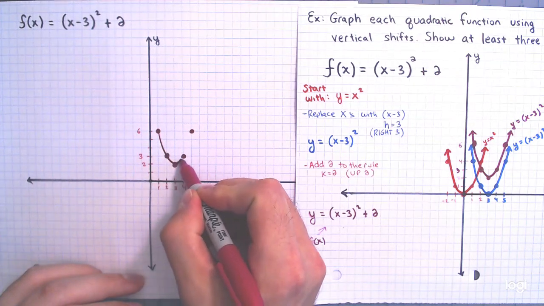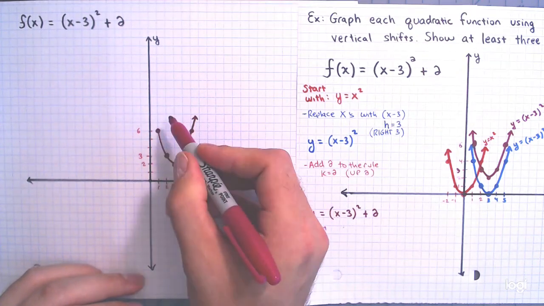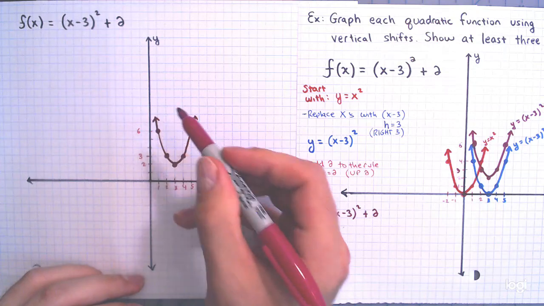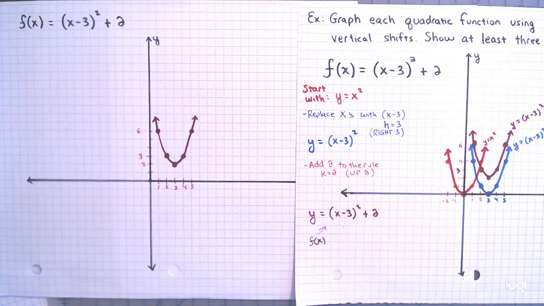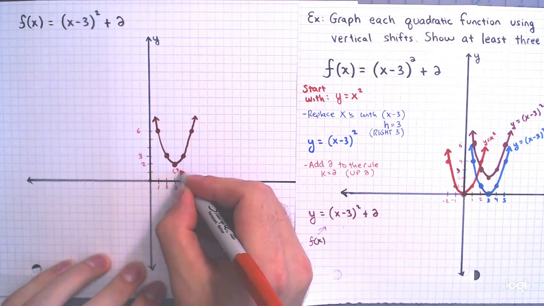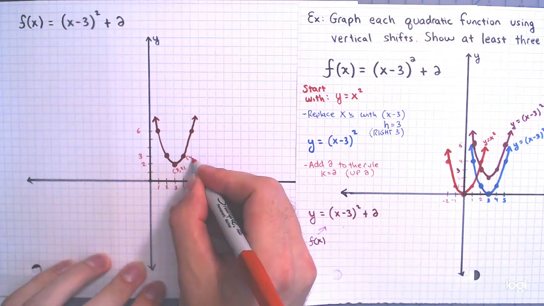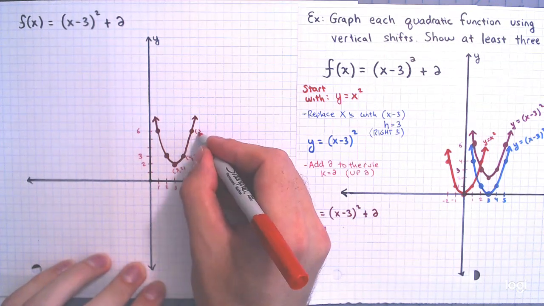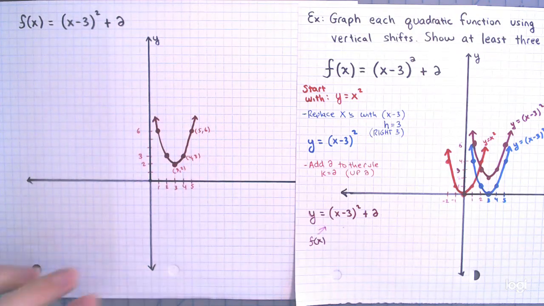After taking y equals x squared and shifting it to the right 3 units and then up 2 units. And again, let me label these points. There's (3, 2). There's (4, 3). (5, 6). It said label at least 3, so there's 3 there.